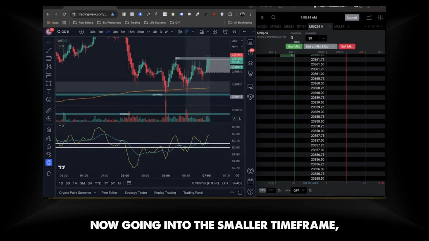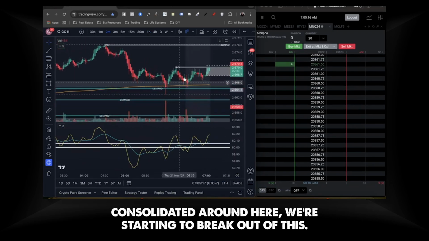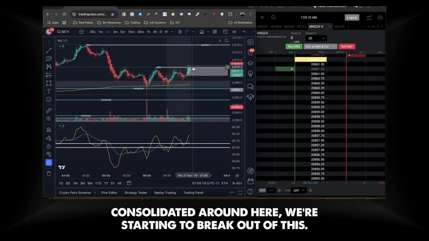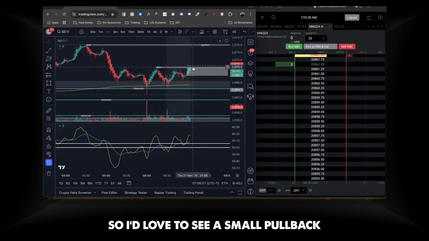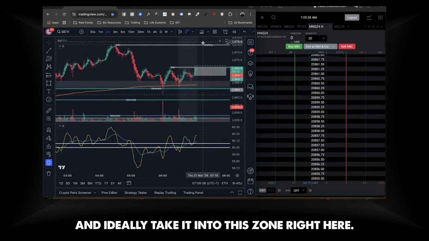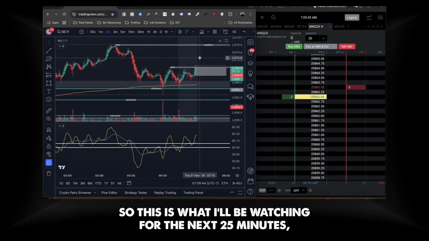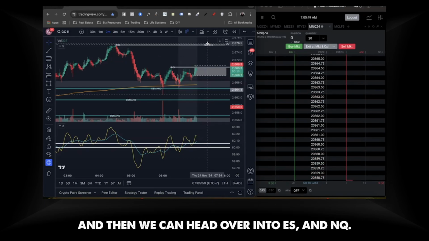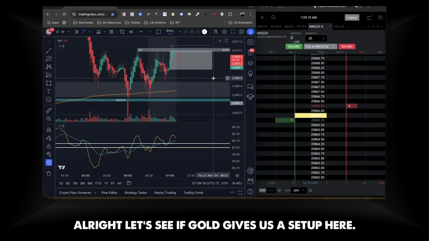Now going into the smaller time frame, consolidated around here, we're starting to break out of this. So I'd love to see a small pullback over this level and ideally take it into this zone right here. So this is what I'll be watching for the next 25 minutes, and then we can head over into ES and NQ. All right, let's see if gold gives us a setup here.